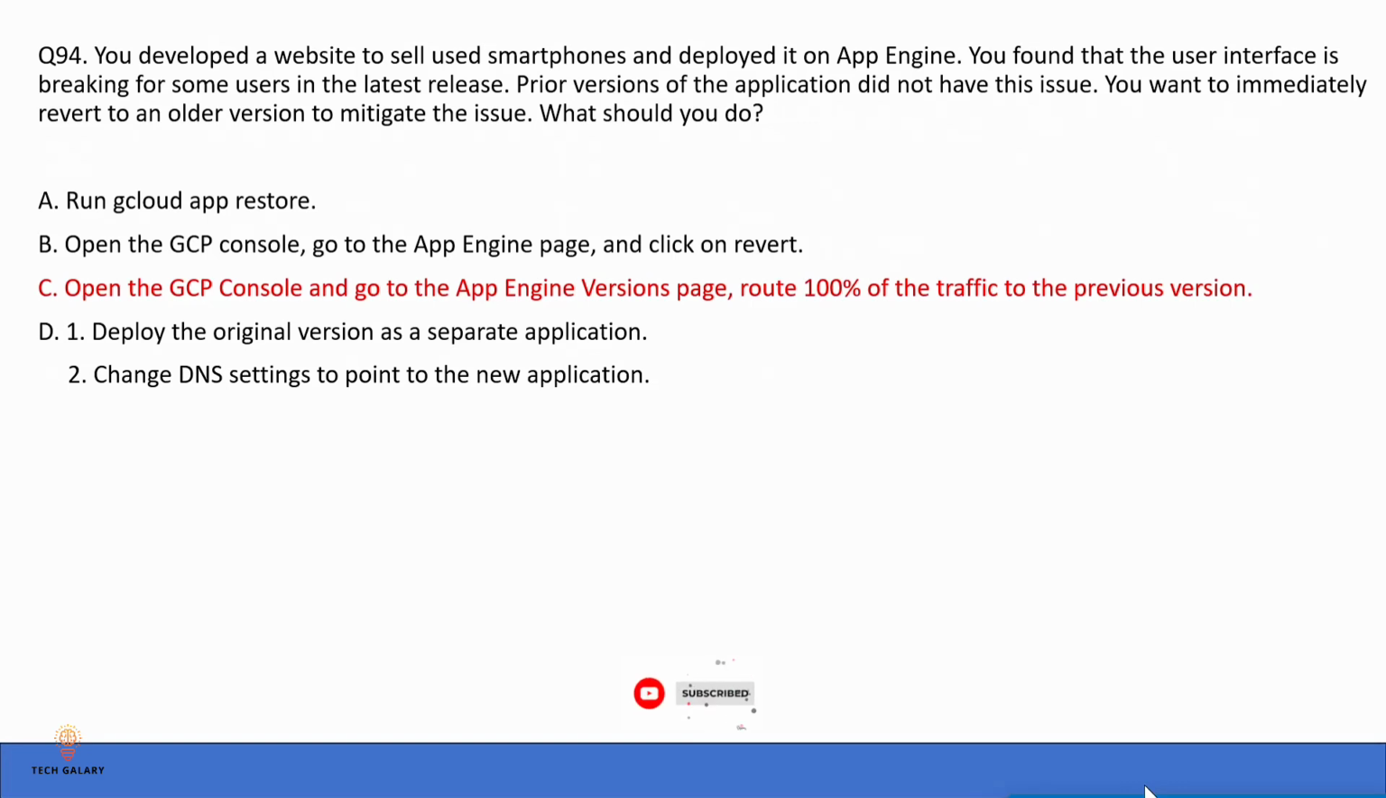Change DNS settings to point to the new application. There is no need to deploy a separate version as the previous version already exists. So, this option is not correct. So, option C is the correct solution for this question.